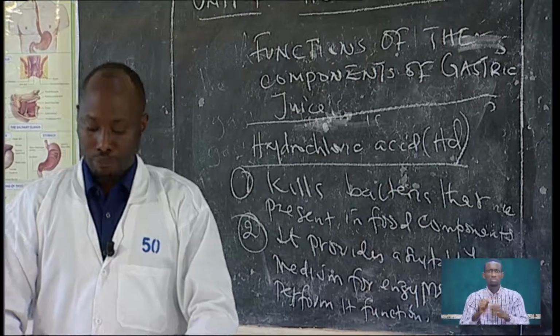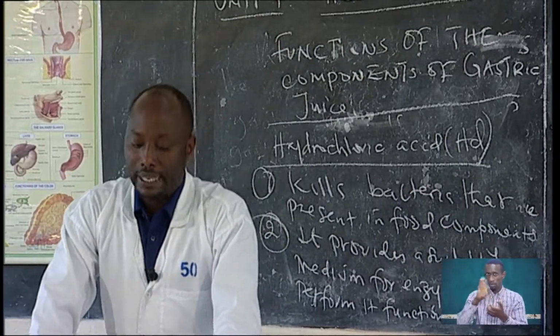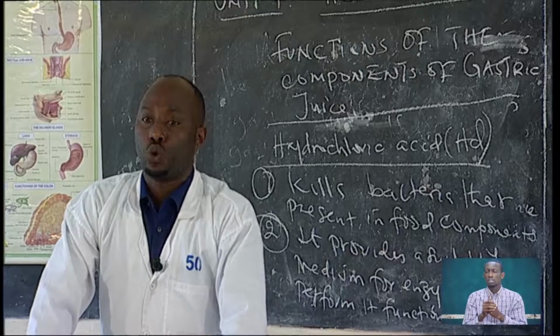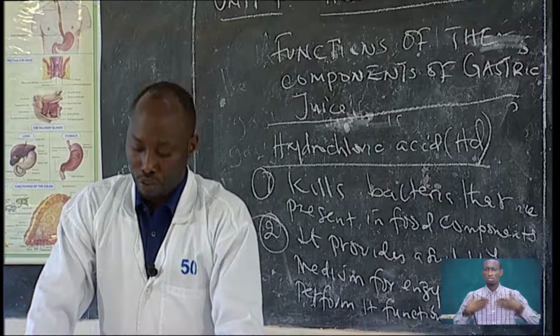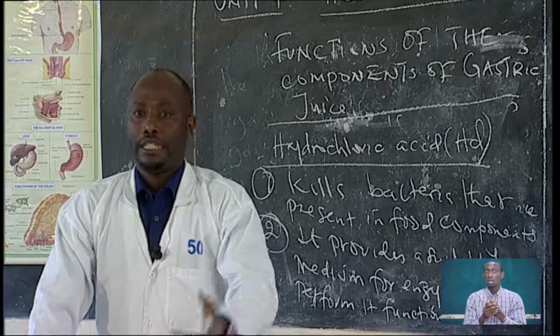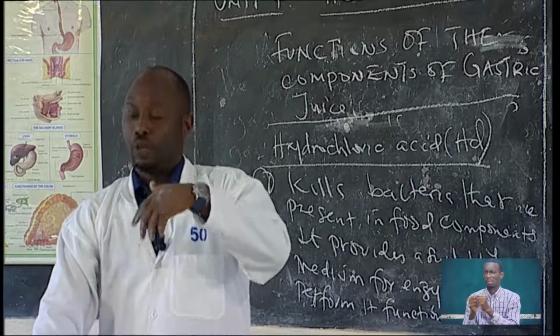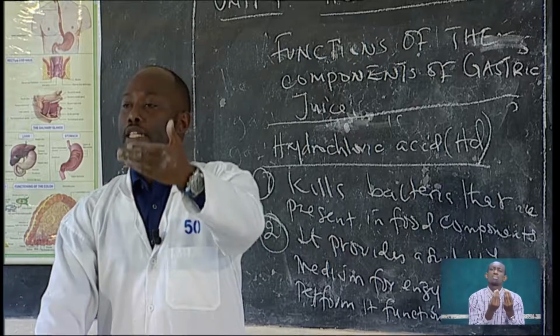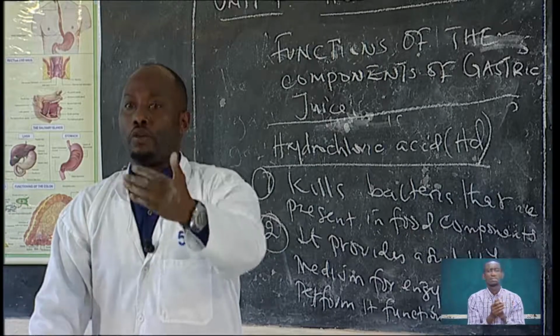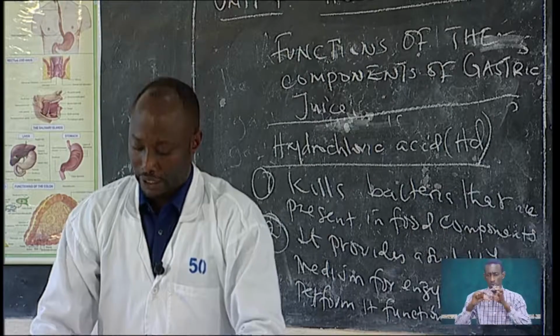That's why I'm saying that it does this by converting a soluble milk protein into an insoluble form, which is called casein. Changing a soluble milk protein into insoluble casein provides a suitable environment for pepsin to perform its function efficiently.